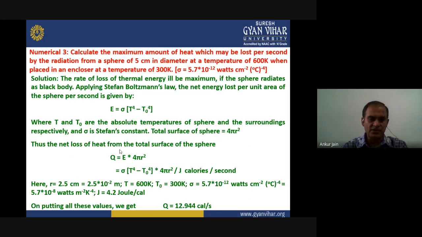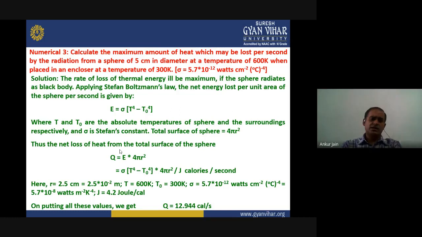Here we have to calculate the maximum amount of heat which may be lost per second by radiation from a sphere of 5 centimeter in diameter, that is at a temperature of 600 Kelvin when placed in an enclosure at a temperature of 300 Kelvin. Here the value of Stefan's constant sigma is given as 5.7 × 10^-12 watts per centimeter square, degree centigrade to the power minus 4. This is the value of sigma, right?